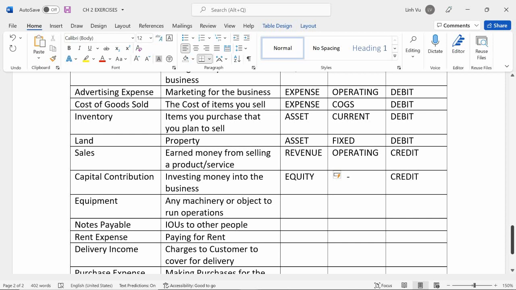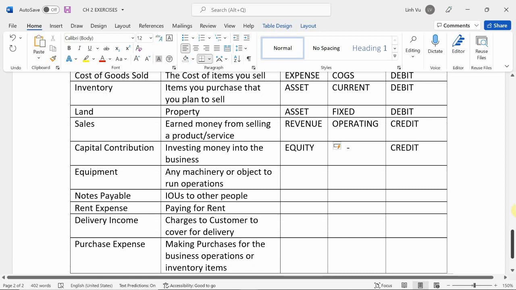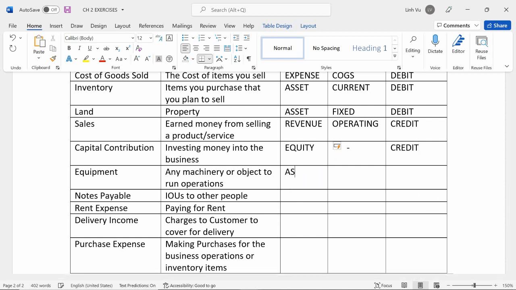Okay. All right. What about equipment? Any machinery or object to run operations? Expense. No. You're buying a machine to operate your business. Okay? Owner's equity. Oh, I said it's an asset because you own the machine now, don't you? So in this case, assets. Good. Now, what kind of asset?